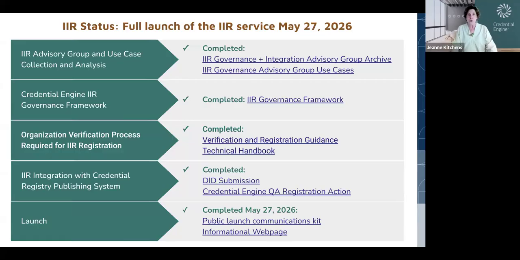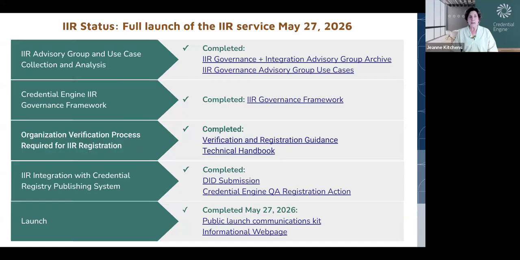And thanks to all of you who help with that work. It's so essential. And so here's where we are today. We didn't just invent this without doing the homework. So we completed our advisory groups, we collected a lot of use cases, we developed the governance framework, and it's now public information. Throughout this webinar, we'll be sharing links in the chat. And as Jared mentioned, of course, we'll send everything after the webinar as well.